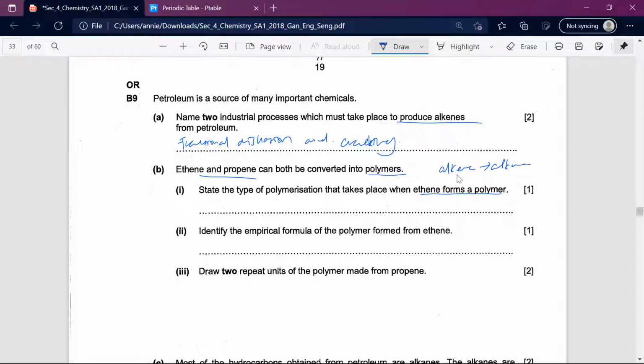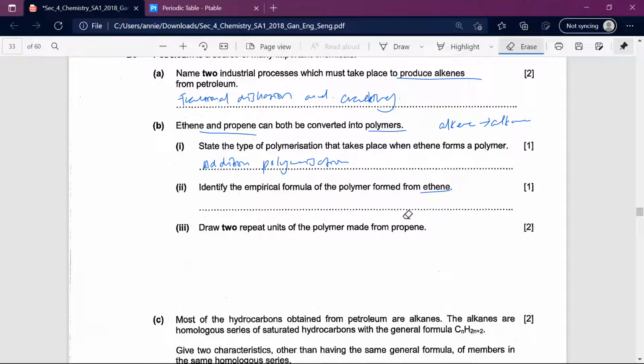So we have a lot of small alkenes which combine to form a long chain of alkane, which is a polymer, a long chain of alkanes. So this is called addition polymerization. Okay, let's see how you can identify the empirical formula of the polymer from ethene.